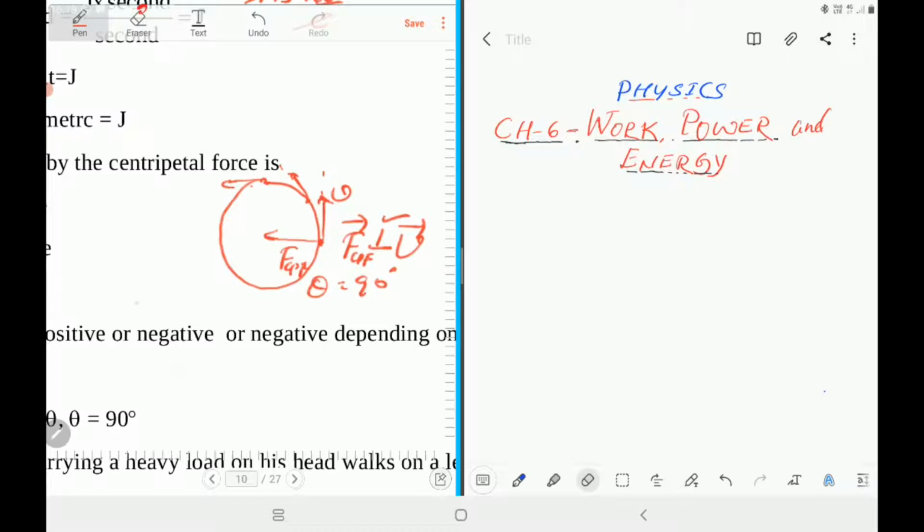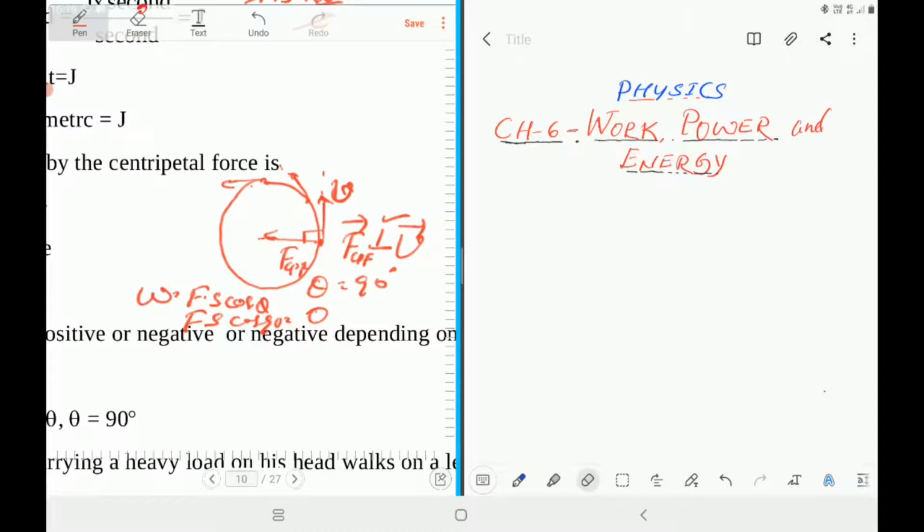What is work done? Work is force into displacement into cos theta. If theta is 90, what is cos 90? Cos 90 is 0. That's why the answer is 0. Whatever be the value of force or displacement, cos theta being 0 means the total value is 0. So no work is done by this centripetal force which is acting towards the center. If work is done, the value of velocity changes, the speed changes. It speeds up or slows down.